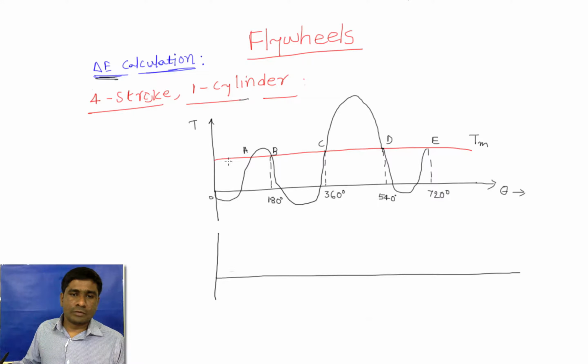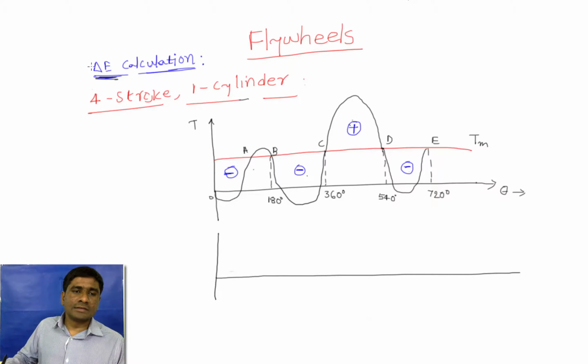And this part is suction, and this is compression, and this is the expansion or power stroke, and this is again exhaust. So here, this is the deficit area, and this is also a deficit area, and this is the surplus area, and again this is a deficit area. So we need to calculate delta E here.